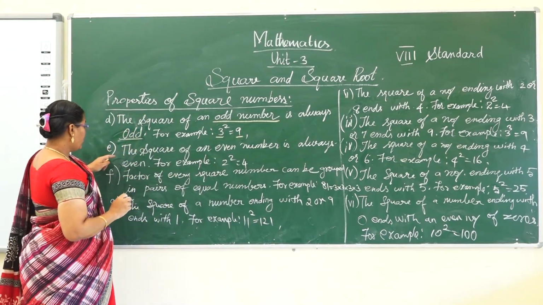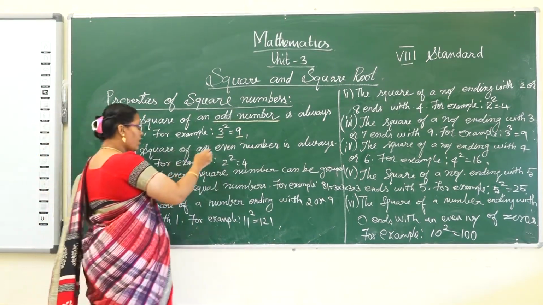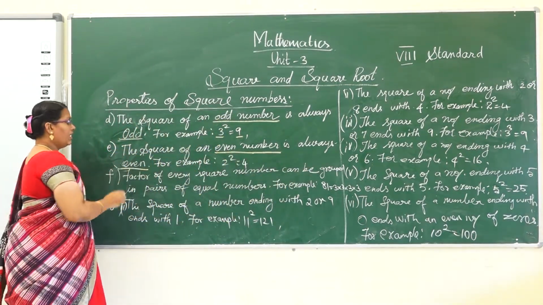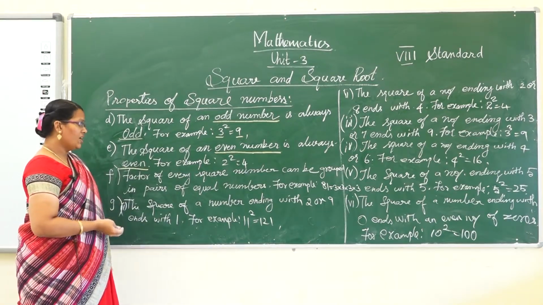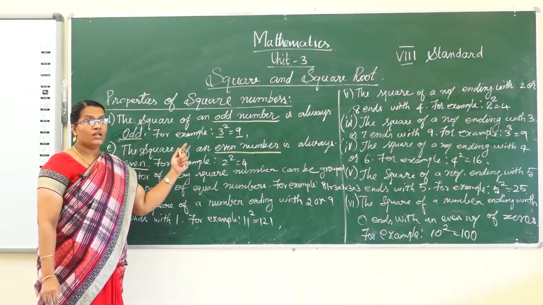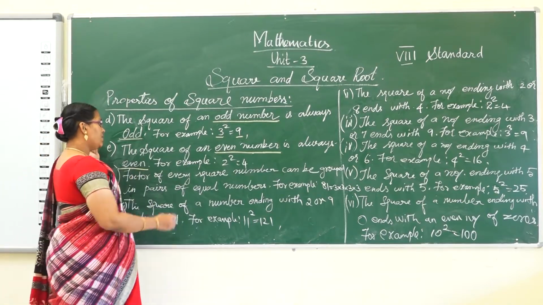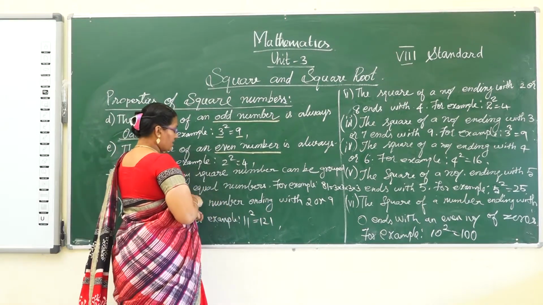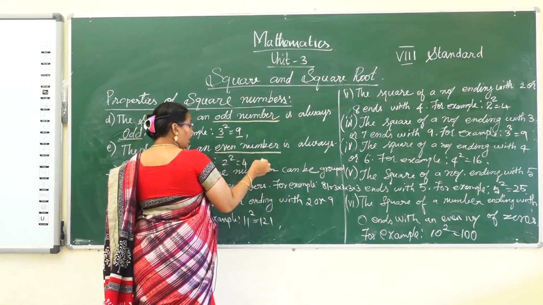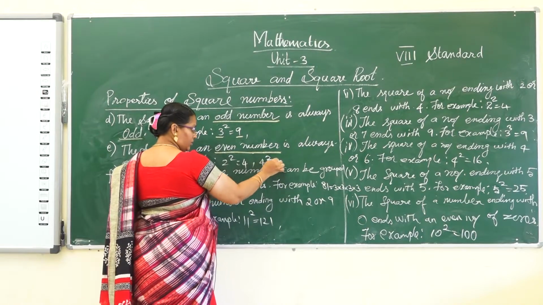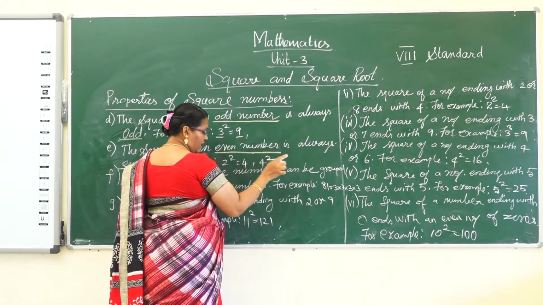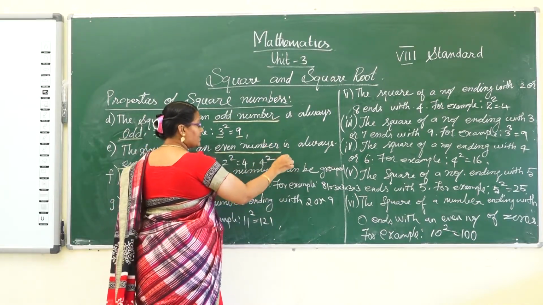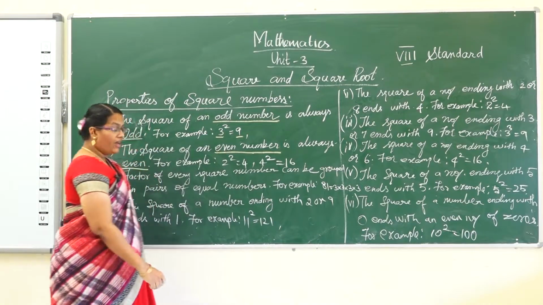Okay, and the next one: the square of an even number is always an even number. For example, 2 squared is equal to 4. Another example, the even number 4 squared: 4 multiplied by itself twice, so 4 fours are 16. 16 is also an even number.